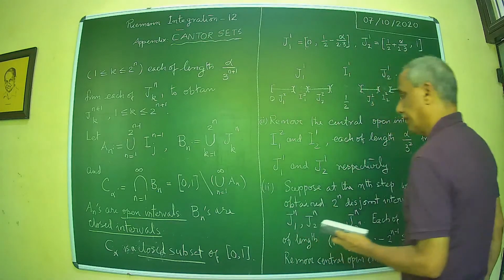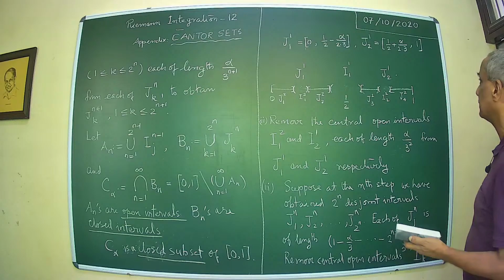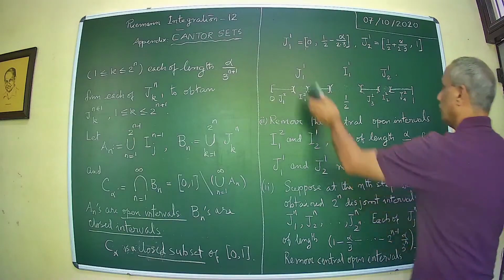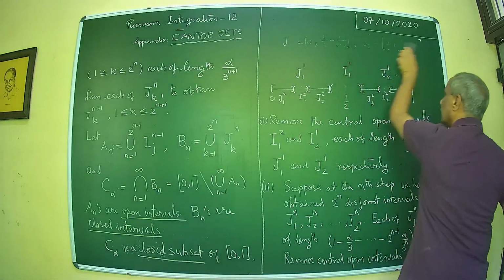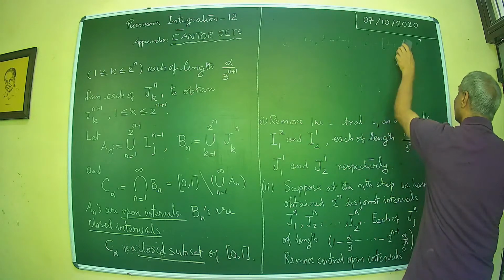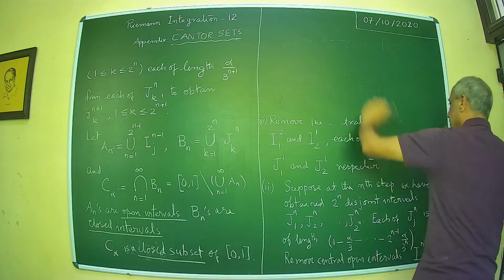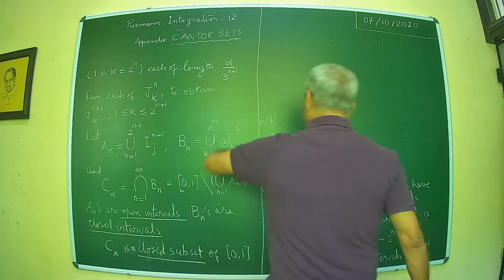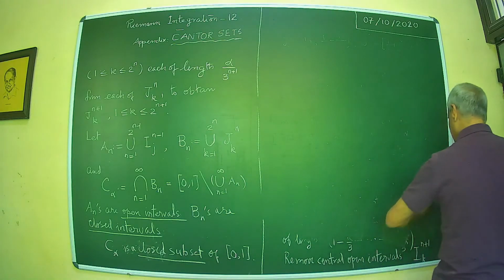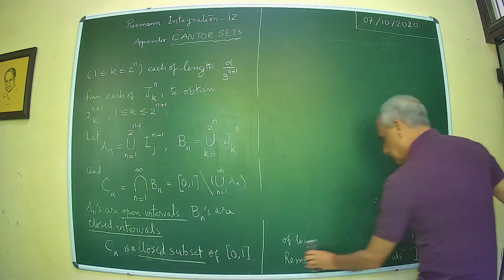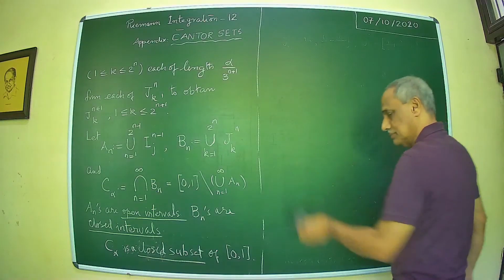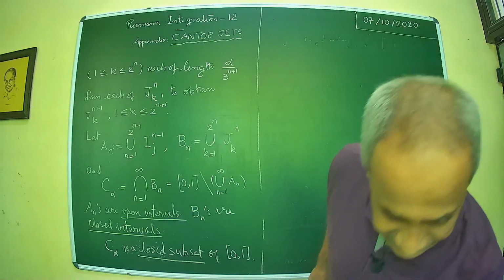Now what next? So we have got these J's, and these things are there. So what have we got? We have actually perforated the interval 0, 1, made a lot of holes in it, and there is a certain set that is left over towards the end, which you call C alpha. This is a closed subset of the interval, and this is what you call the Cantor set.